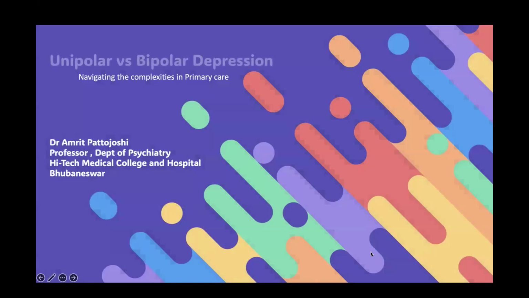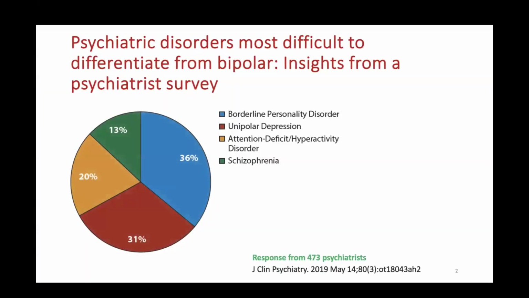So, navigating the complexities in primary care, unipolar versus bipolar depression. If you look at the whole of psychiatry, how do we differentiate when a client comes to us with a symptomatology which is almost similar across a lot of illnesses? We are at sea. So the most important differentials are borderline personality disorder, unipolar depression, ADHD, schizophrenia. But for me, the toughest is unipolar depression, not borderline personality disorder. Because if you look at our part of the world, Southeast Asia, the personality disorders are a little less than core psychiatric morbidities. So this is a response from 473 psychiatrists, Journal of Clinical Psychiatry.